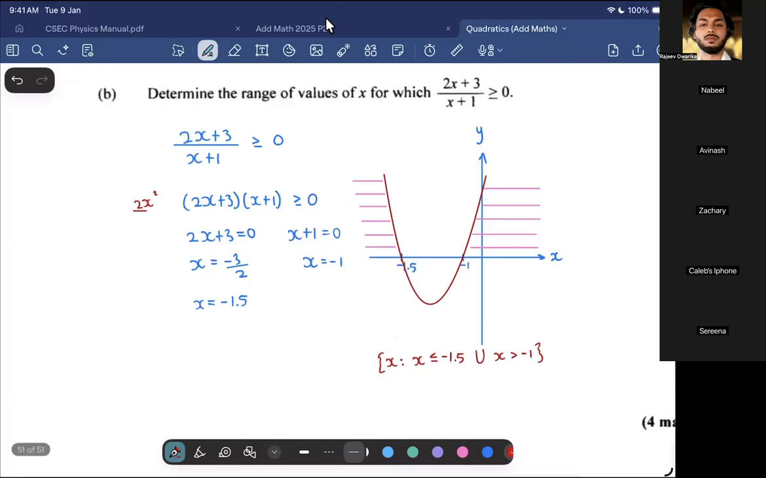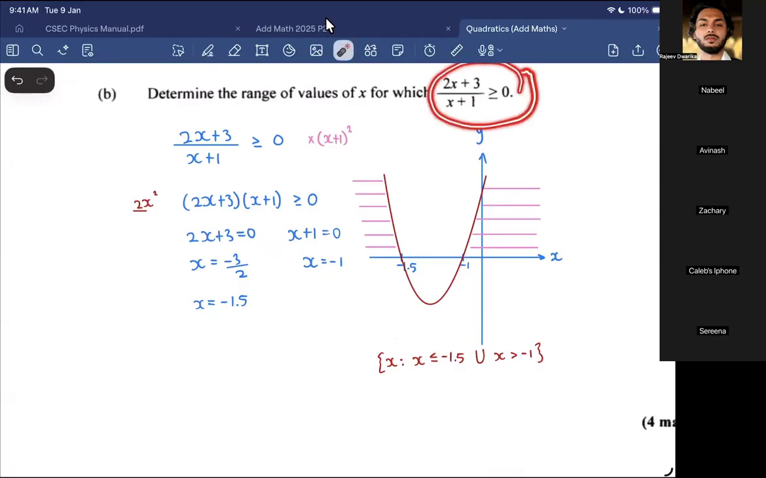Right. And if you wanted to include the full working, I would just multiply by what on both sides? Serena? X plus 1 squared. Right. So Caleb, after today, I don't want to see you getting this question wrong, right? So look at this carefully. Anytime you hear me say rational inequality, what do I mean? Rational means I could write something as a fraction, right? And this is a fraction. Yes, sir. And we don't like working with fractions.